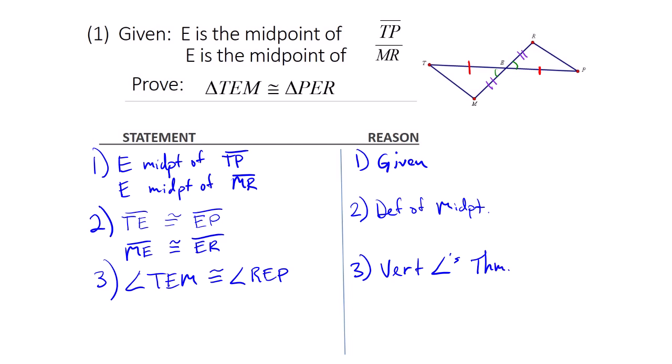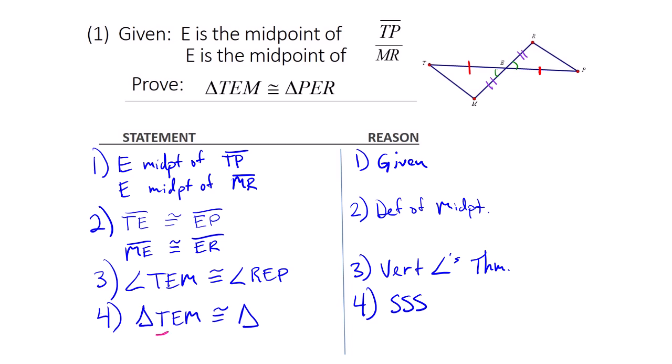All right. So now we have enough information to say, okay, side, angle, side on one triangle with side, angle, side on the other, right? So we can use SAS. Okay. And so the statement that we want to make is we want to say one triangle is congruent to the other. So for the first triangle, you can use any order. So I'll use TEM.